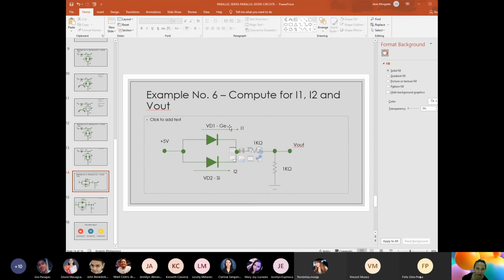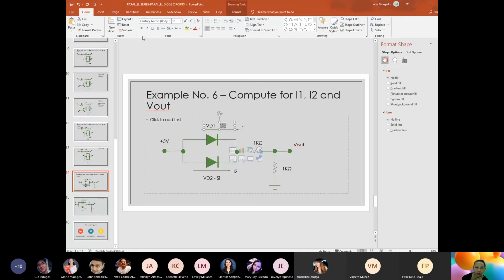Kasi germanium is 0.3, silicon is 0.7. Kagaya ng explanation niya, the silicon will never have the chance to turn on theoretically, kasi this germanium is 0.3. Ayan, 0.3 lang siya, di ba? Whereas the silicon is 0.7. Mauuna talaga siyang mag-on. Siyempre, kung meron ka nang kalsadang dadaanan, bakit ka pa magta-try na i-build tong kalsadang to ng silicon, kung may madadaanan ka ng germanium na diode, tama?